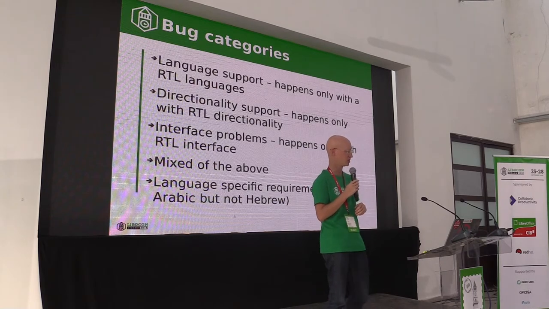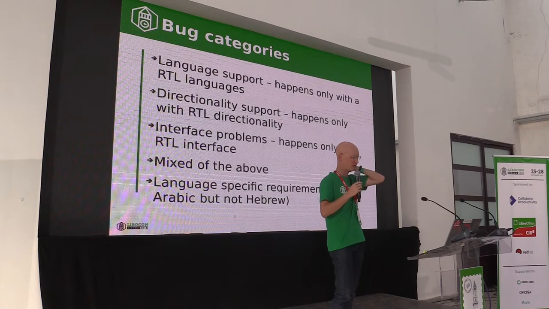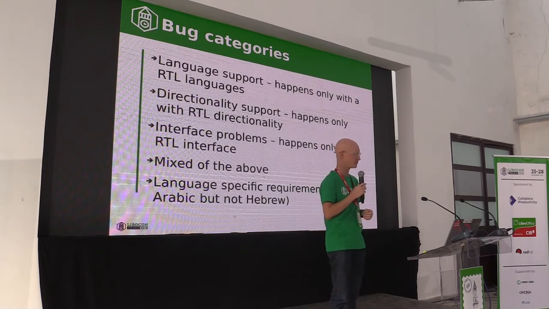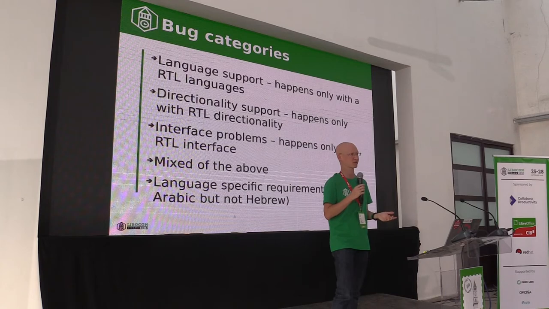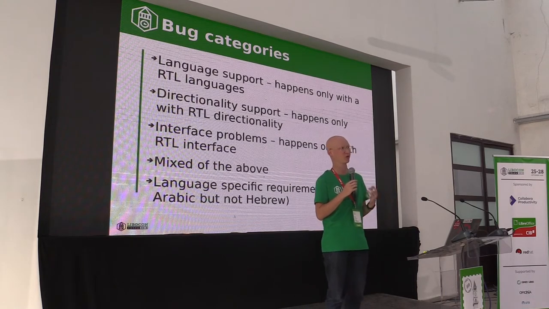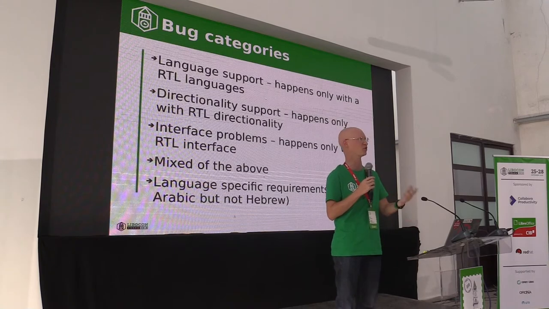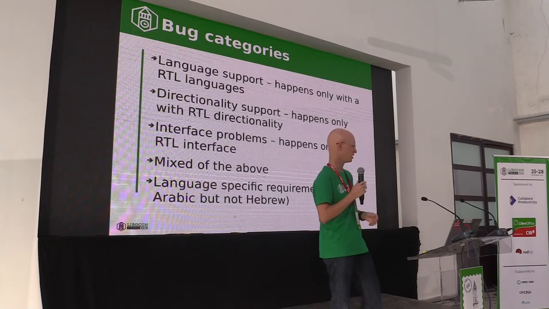Right-to-left language support issues happen only with right-to-left languages. They don't happen with others. Then we have directionality problems, which occur regardless of the language, even English, but in right-to-left directionality there is a problem. Then we have interface problems. Sometimes things happen only when you use a right-to-left interface, regardless of the language or content of the document you use.